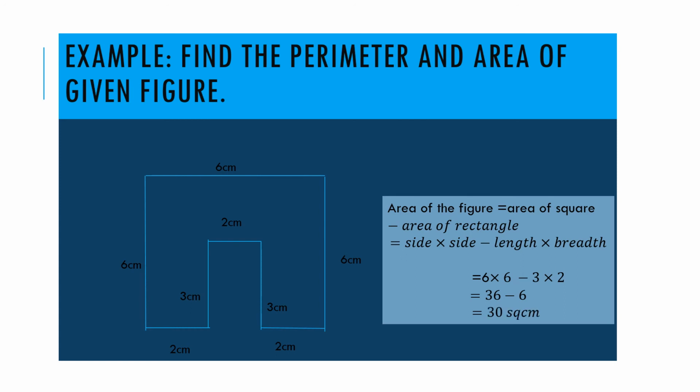What is the perimeter? Perimeter is the sum of the length of the sides of the given figure. There are 8 sides and 8 measurements. By the sum we get 30 centimeter, which is the perimeter of the given figure.